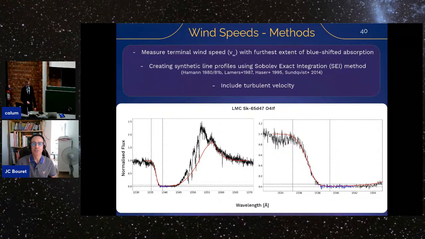How hard do you think it would be to take it into account in the models? Because right now, I think macro turbulence is kind of an ad hoc parameter that we introduce later, after the model is computed, to fit the observations, right?